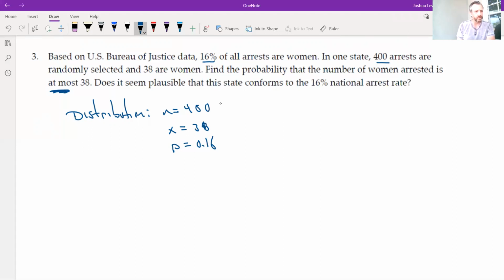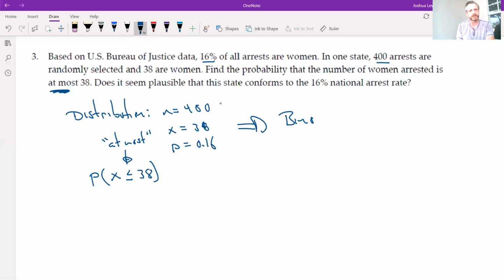And so we're looking for the probability that the number of arrests is at most, so less than or equal to 38. Okay? Again, that less than or equal to corresponds to the language of at most. Well, what distribution is this? Binomial. Okay? And so on the TI, you'll be using binom CDF.